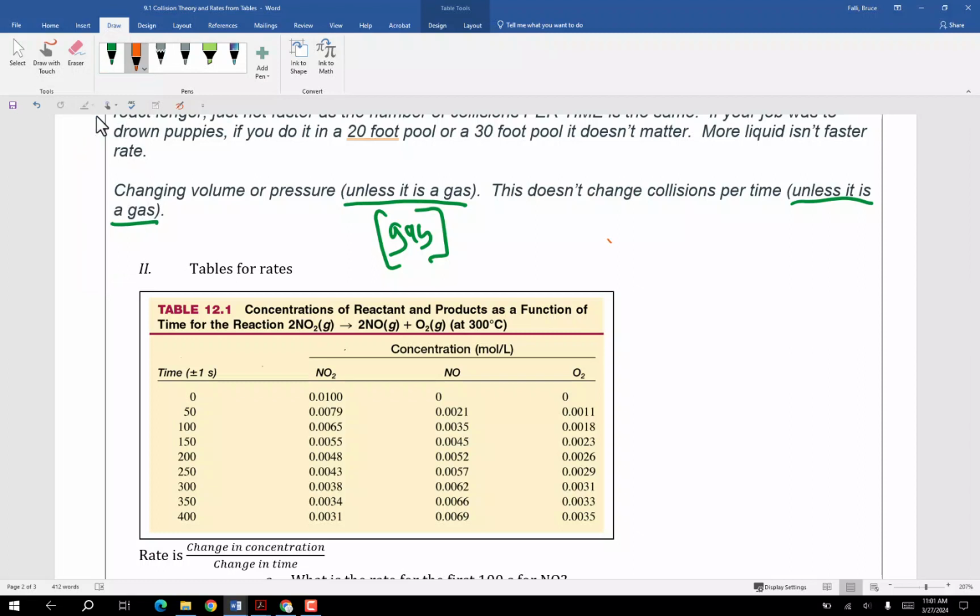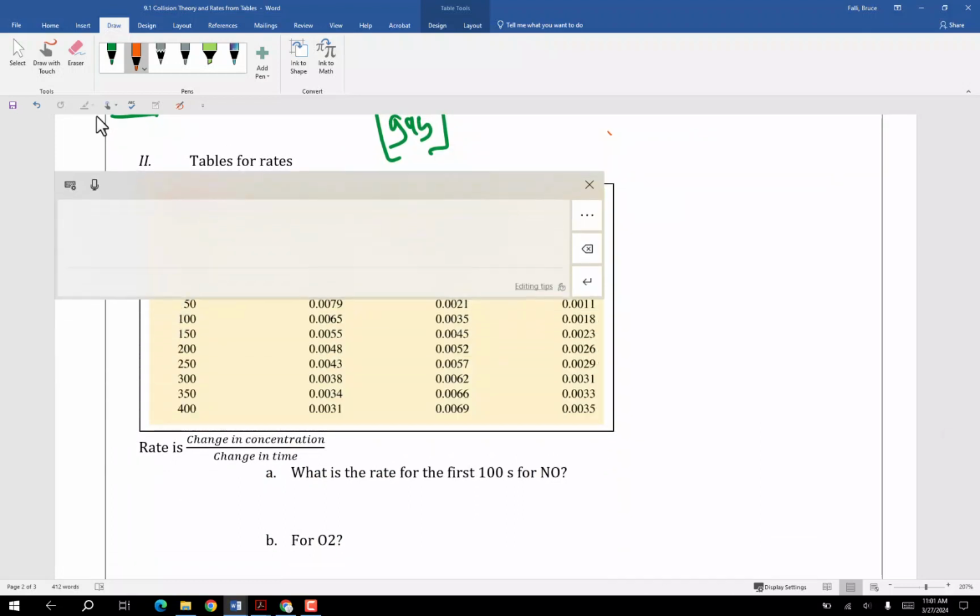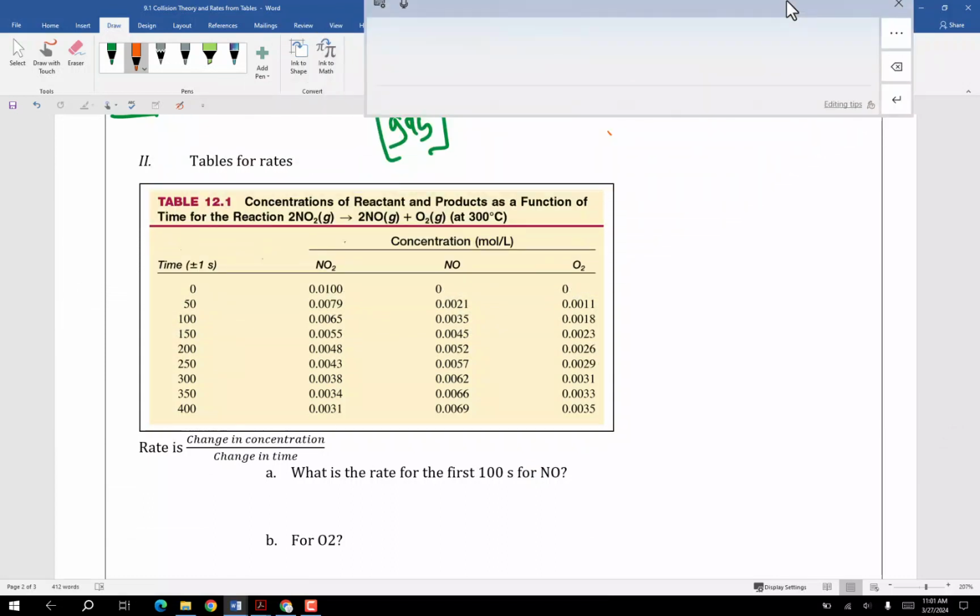Good. Table 12.1. So tables for rates. So the concentration of a reactant and product as a function of time for this reaction. So this means I'm going to start off at time 0. And I have 0.1, nothing, nothing. And then notice as I go down here, this is minus 0.21. This is plus 0.21. And this is plus 0.11. Okay. Now, if I looked all the way down at the bottom, then this time is 50 seconds.